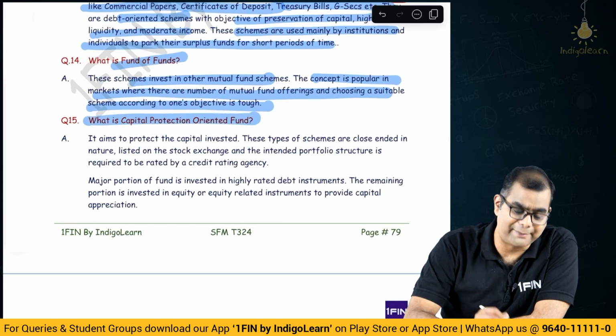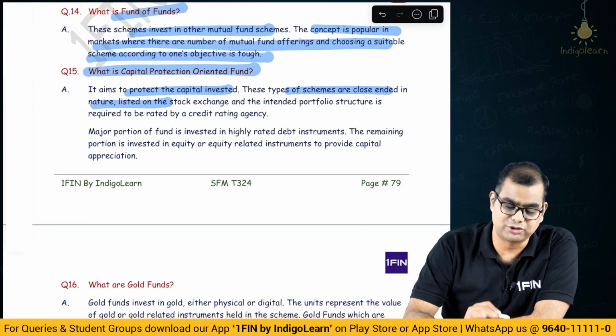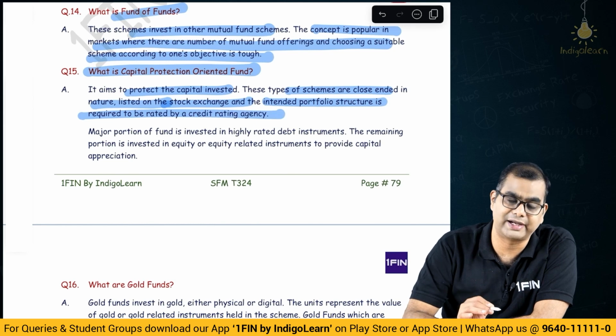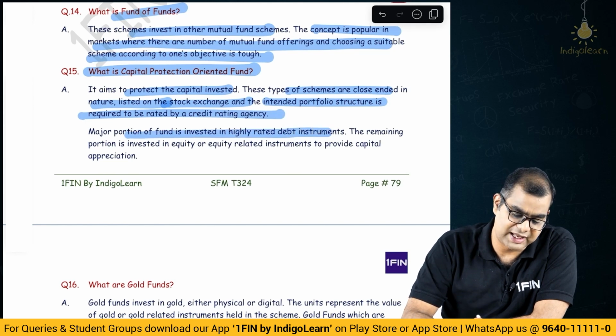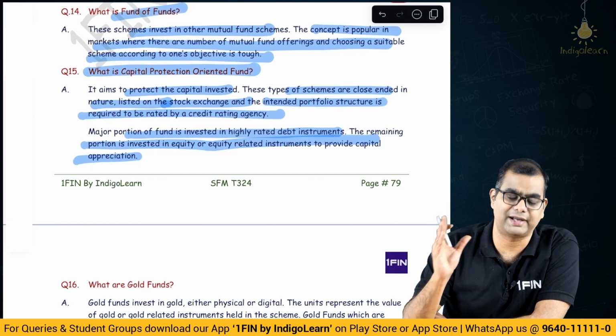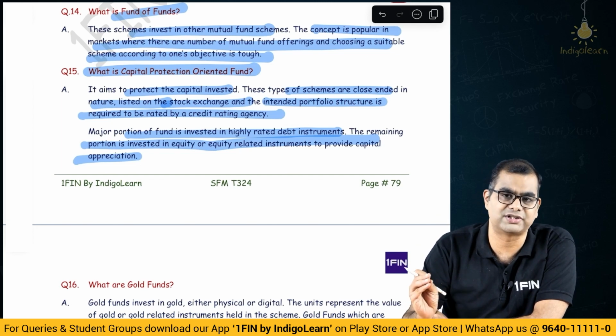Then you have something called as a capital protection fund. What is a capital protection fund? It aims to protect the capital invested. These types of schemes are closed-ended, listed on the exchange, and the intended portfolio structure is required to be rated by a credit agency. Major portion of the fund is invested in highly rated debt instruments. The remaining portion is invested in equity or equity-related instruments to provide capital appreciation. So, you protect the capital by investing in debt, and you have some appreciation by investing some portion in equity.